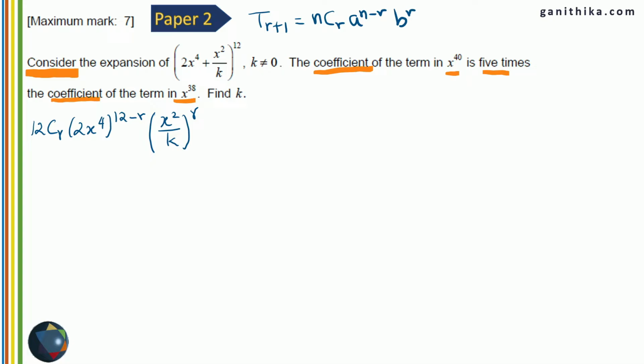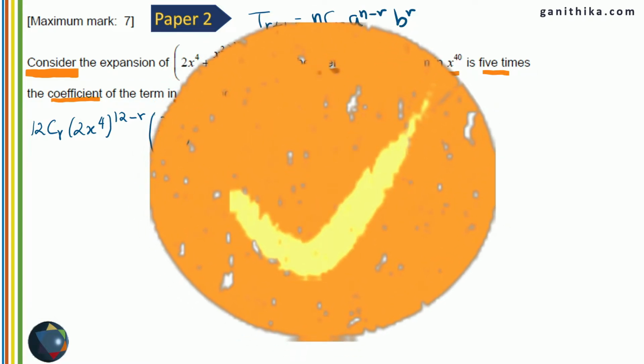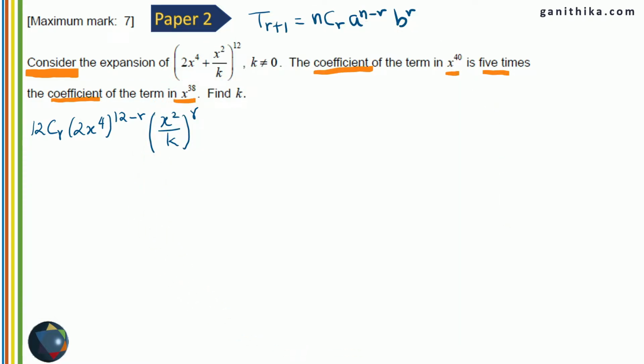12Cr, again put the bracket for A and put the bracket for B. For A it is 2x to the power of 4, the whole to the power of 12 minus r, be careful here. And B is x squared over k, to the power of r. So simplifying this, taking away the 2 separately from the x part, 2 to the power of 12 minus r and k to the power of r in the denominator.